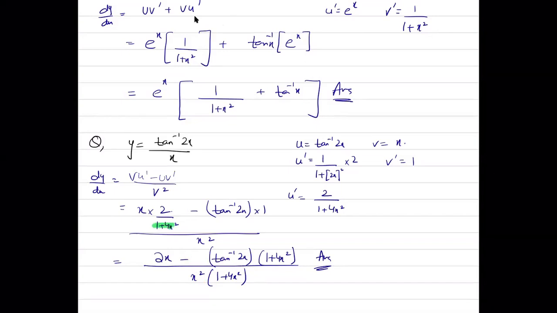I first made the denominators common in the numerator, and this term is going to be multiplied with this term's reciprocal. So here we go.